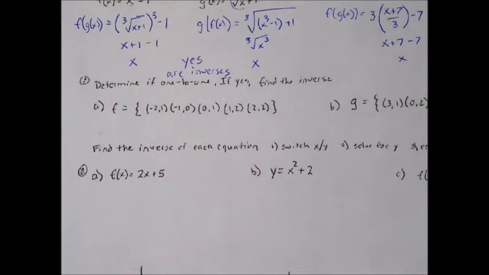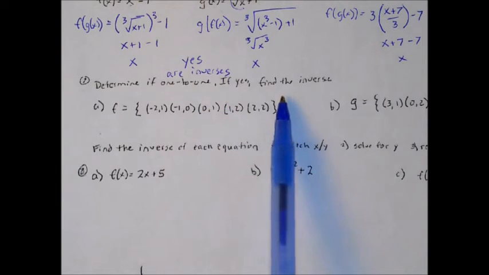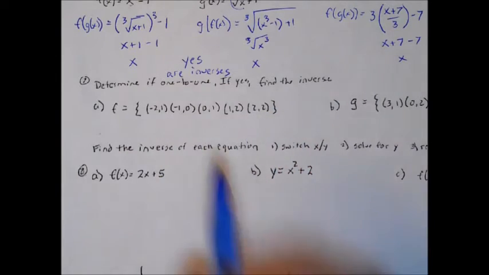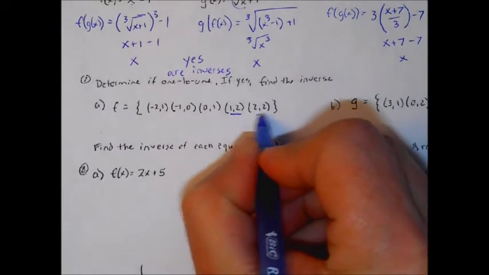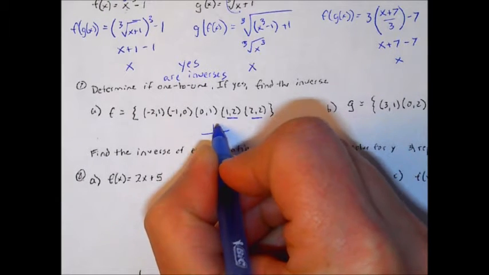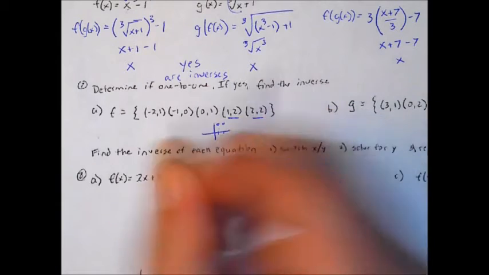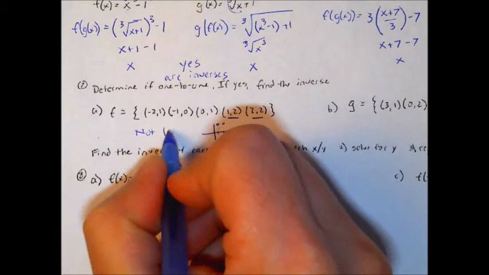The next ones here, we want to determine if they are 1 to 1, and if they are, then we want to find the inverse. So this one is not 1 to 1 because of these points right here. If I put the points (1, 2) and (2, 2), it fails the horizontal line test. So this is not 1 to 1.